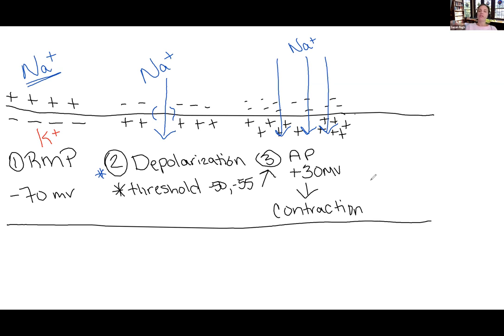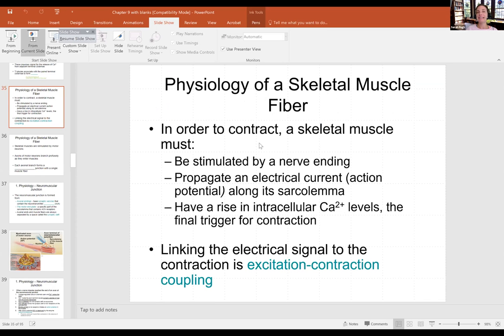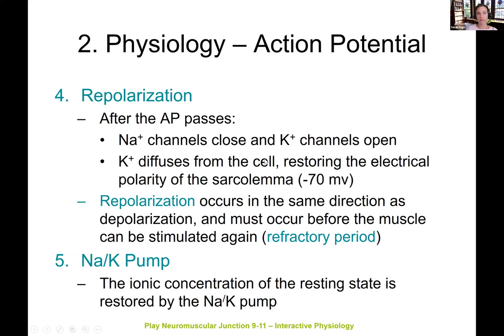Okay. So this very next step, I'll walk you back through the PowerPoint and then we'll do it on our whiteboard. So our next step is called repolarization. So after the action potential passes, now we have to repolarize the membrane, meaning we just got to get it back to negative 70. We got to get it back to resting. So I'll write that up here.